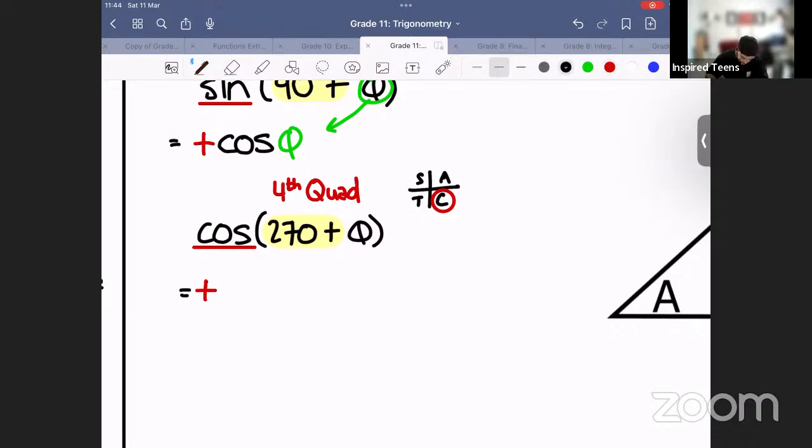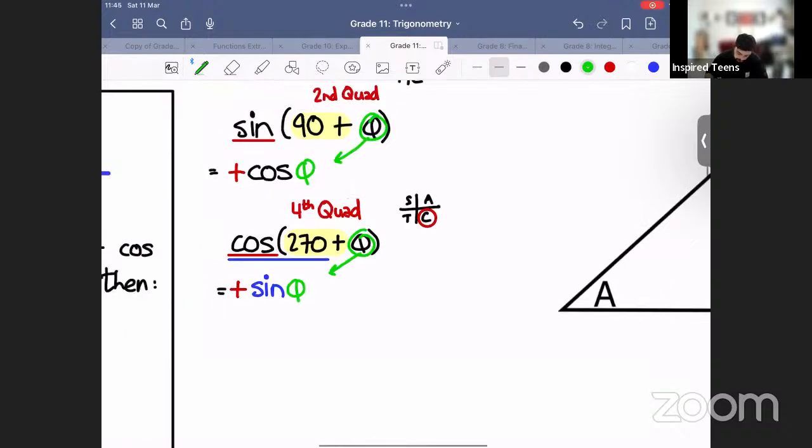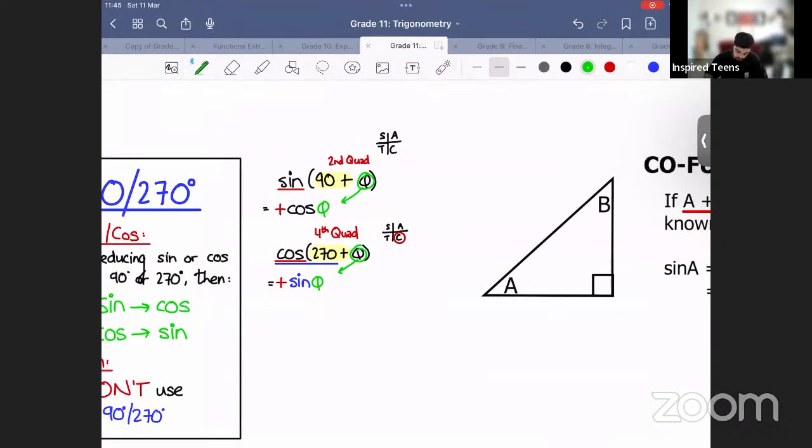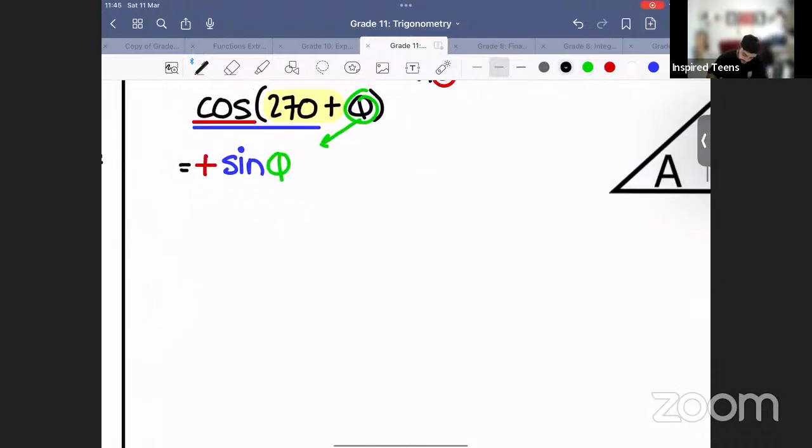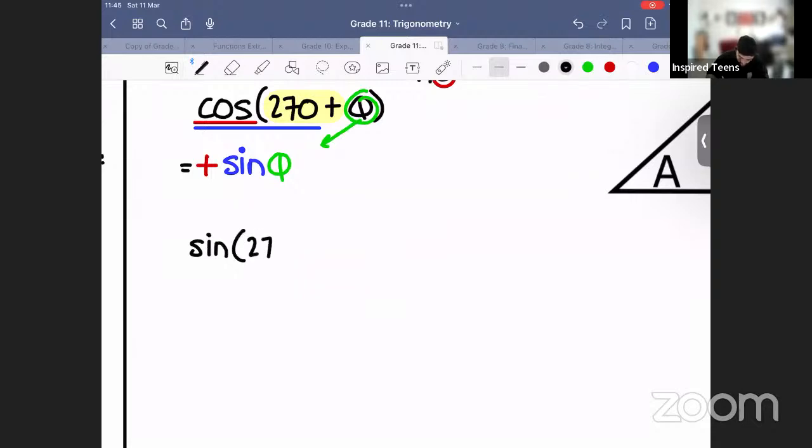But I'm not going to say cos. Why? Because it is dealing with cos and 270, so we can even underline that. Therefore, it's going to change to sine, and whatever angle I'm left with after my reduction angle falls away, sine theta. Okay, let's do another one. Let us do sine 270 plus theta. Give me your final answers.